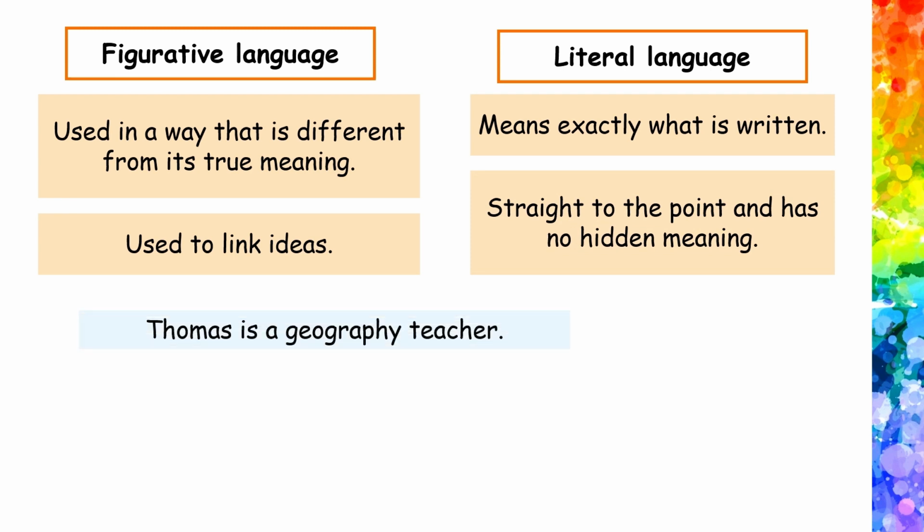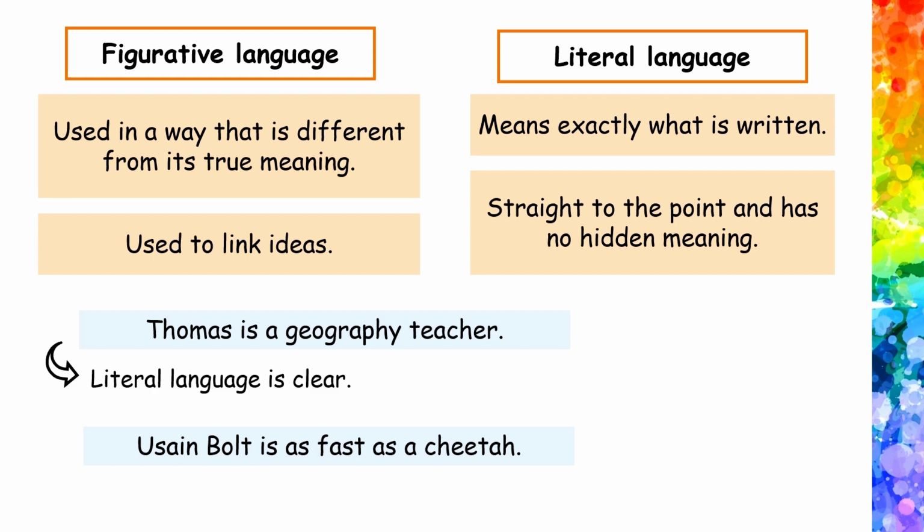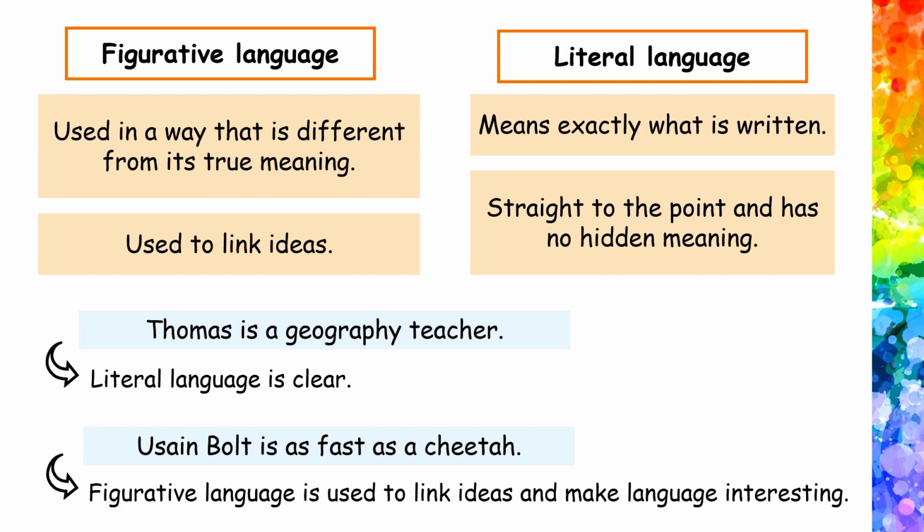Let's look at the following examples. Thomas is a geography teacher, and Usain Bolt is as fast as a cheetah. The first sentence is literal language. It is clear and straight to the point. The second sentence is figurative language. It is used to link ideas. We are linking two ideas, how fast Usain Bolt is to how fast a cheetah is, by comparing the two. We want to make you understand how fast Usain is by comparing him to the fastest land animal.